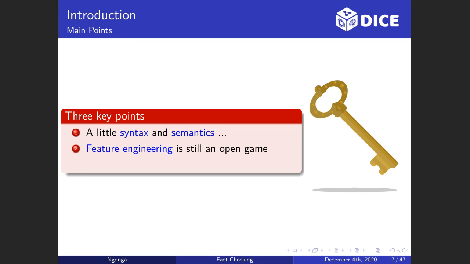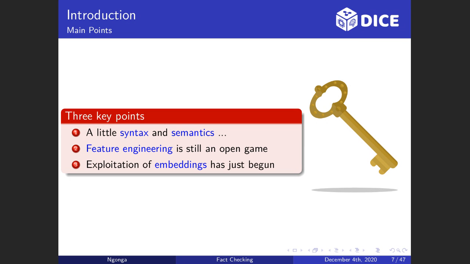Point two is that the feature engineering part of fact checking is still an open game. You're going to see that a lot of algorithms are still run using manually created features, whilst we now have methods, for example deep learning, which allow us to learn features directly out of data. It is still unclear how much further this automatic feature engineering, also called representation learning, can actually push fact checking.